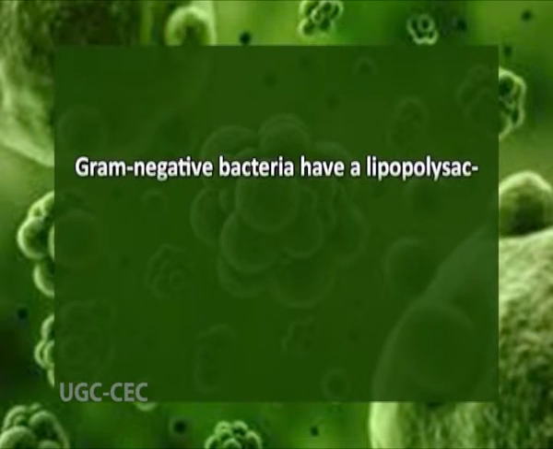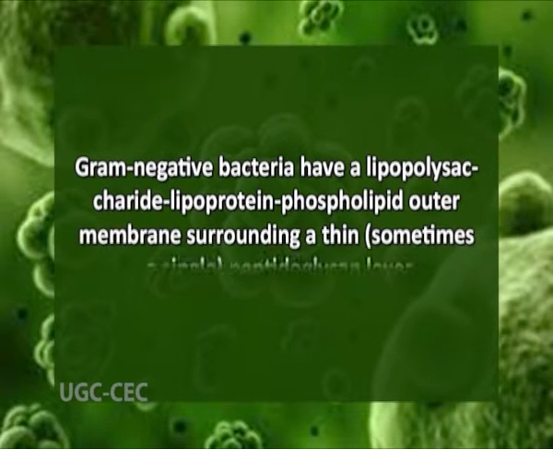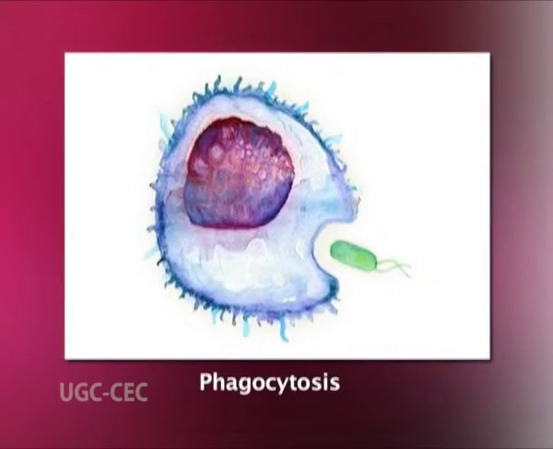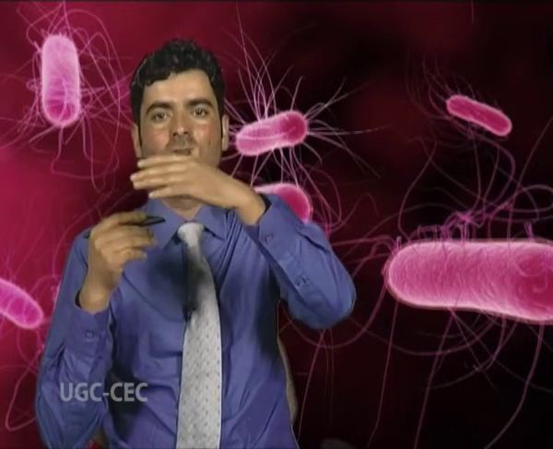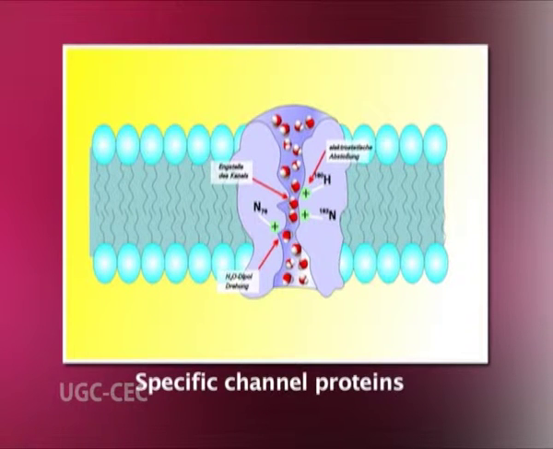Gram-negative bacteria have a lipopolysaccharide, lipoprotein, phospholipid outer membrane surrounding a thin, sometimes single, peptidoglycan layer. Gram-negative cell walls have no teichoic acids. The outer membrane protects the cell from phagocytosis and from penicillin, lysozyme and other chemicals. Porins are proteins that permit small molecules to pass through the outer membrane. Specific channel proteins allow other molecules to move through the outer membrane.